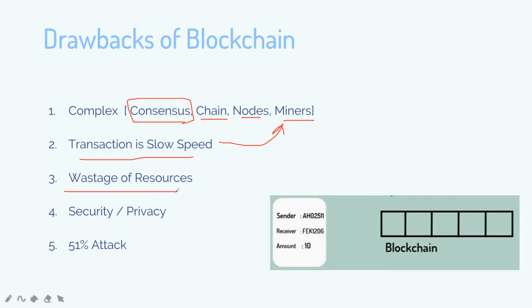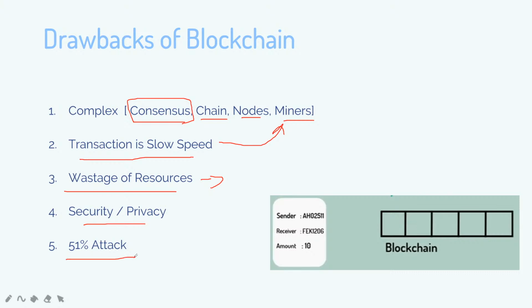And then wastage of resources, we need some supercomputers to access the whole blockchain. And then security and privacy. So security and privacy is not, it's secure only, but the data which I am sending will be with all the persons, so that is security and privacy.